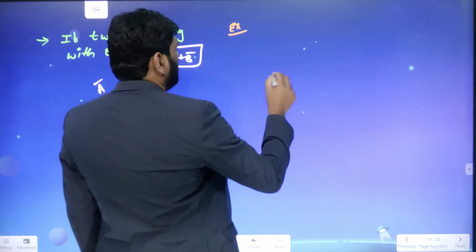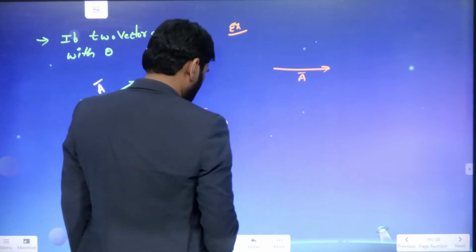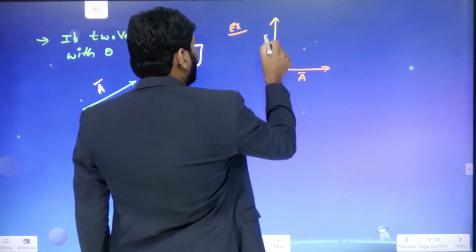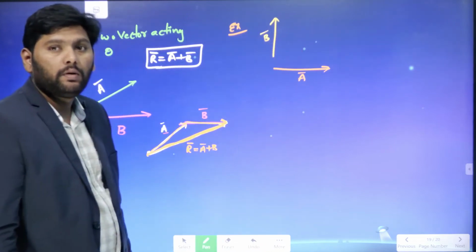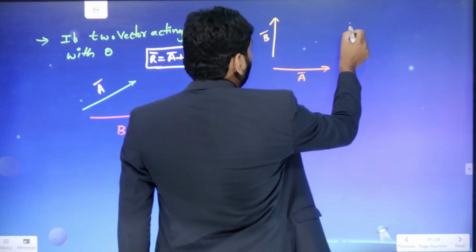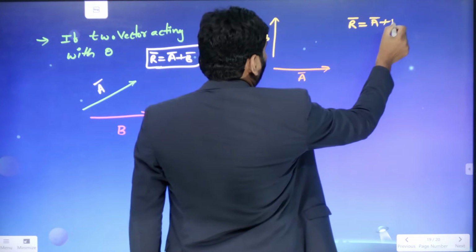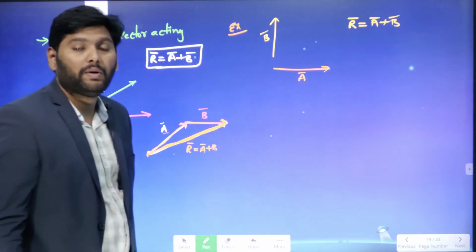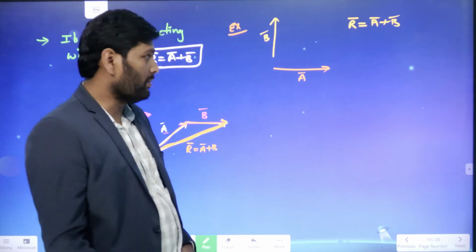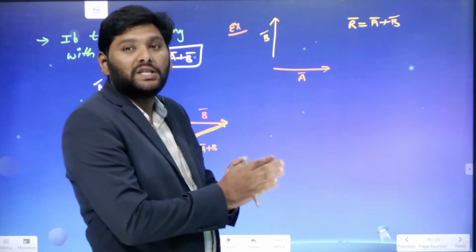See the example. Here this is one vector, A bar, and this is another vector, B bar. Now what is the vector addition between A bar and B bar? Here the vector addition between A bar and B bar you can take as R bar. R bar is equal to A bar plus B bar. Now when R bar is equal to A bar plus B bar, how do you show the addition of the vectors in a diagrammatic way?